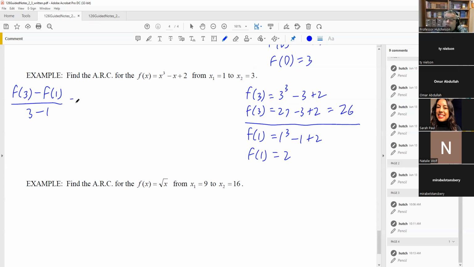We can now plug those into the average rate of change formula. f of 3 is 26. f of 1, we found down here, is 2. 3 minus 1 is 2. We have 26 minus 2 is 24. 24 over 2 is 12. And 12 is going to be our answer.